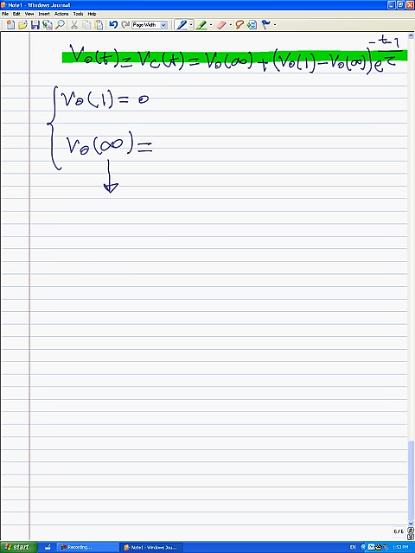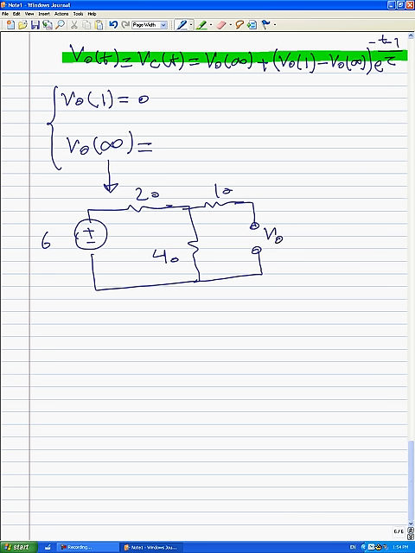For this reason, we should put an open circuit instead of the capacitor, and the circuit should be simplified like this. We have 6 here, 20 here, 40 here, and 10 here. An important aspect: we have an open circuit here, and we want to find the output voltage at infinity here. Once again, the capacitor at infinity should be charged and should be changed to an open circuit. Now we want to find the open circuit voltage, or infinity voltage, for the output in this circuit.